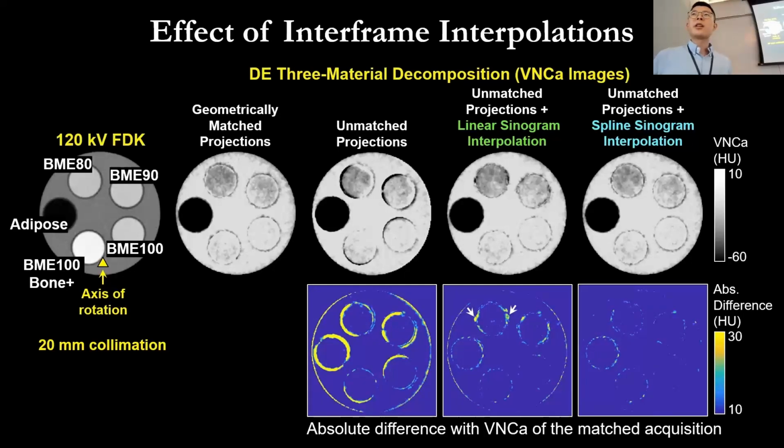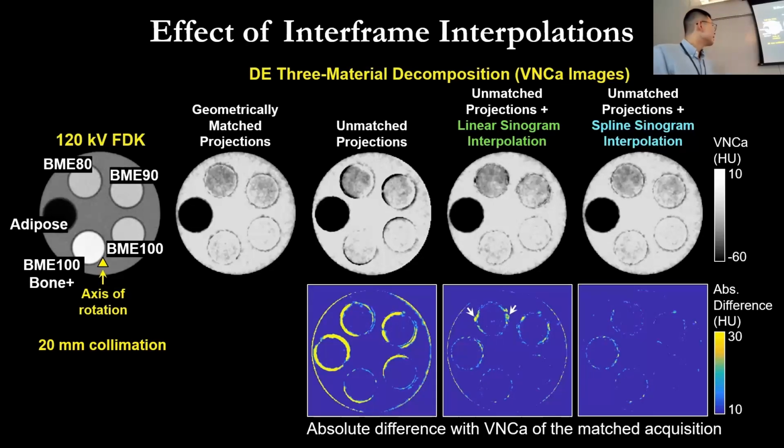If we do not do any interframe interpolation, by the way, you can see pretty strong edge artifacts, and this colorful image down there is the difference between each of these three cases and the reference. So the artifacts are mainly on the edge. But when we use simple interpolation techniques like linear and spline, especially spline, we can remove most of the edge artifacts. This is actually pretty surprising for me.